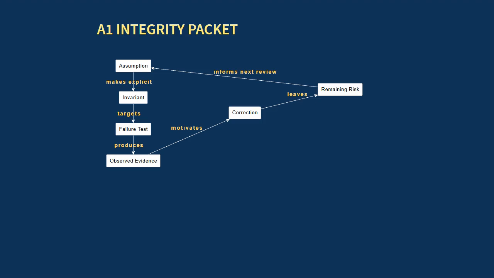For A1, write the assumption, state the invariant, run a failure-focused test, capture evidence, explain the correction, and record remaining risk. What would be a concrete remaining risk after fixing the episode transition? The transition may be protected, but publishing might still need idempotency if an external call is retried or partially succeeds.